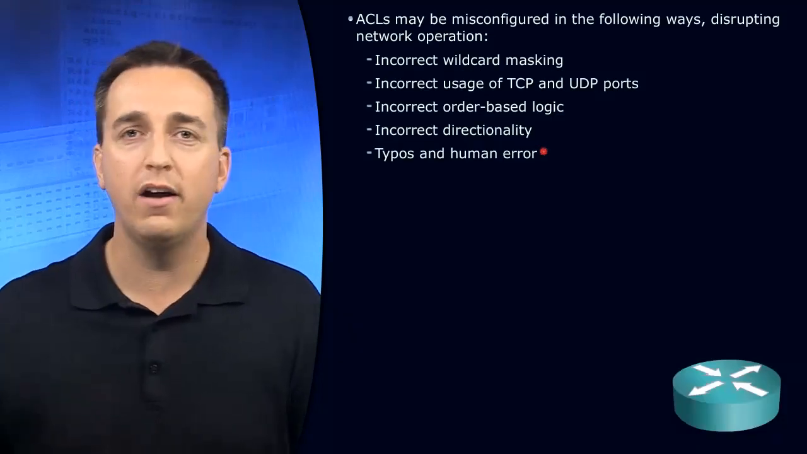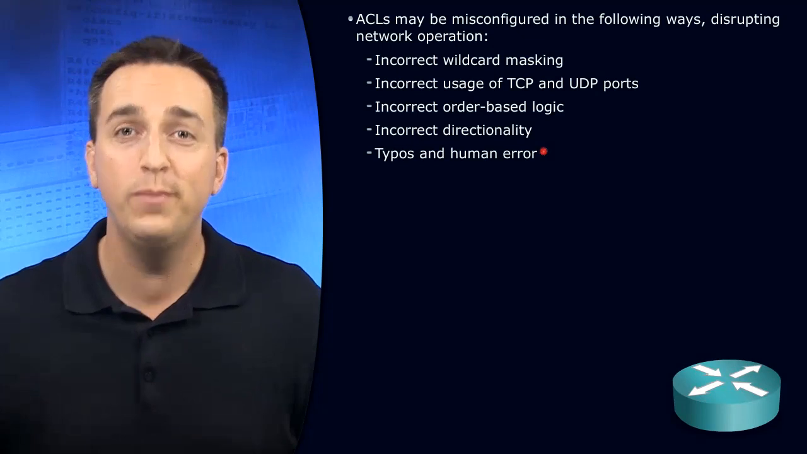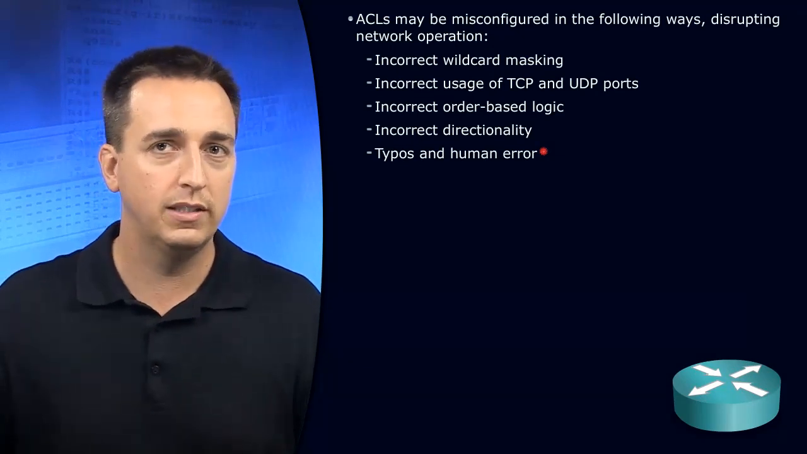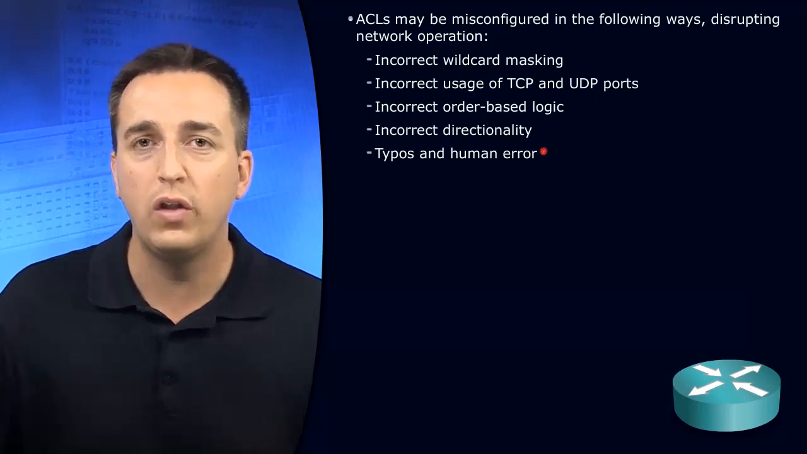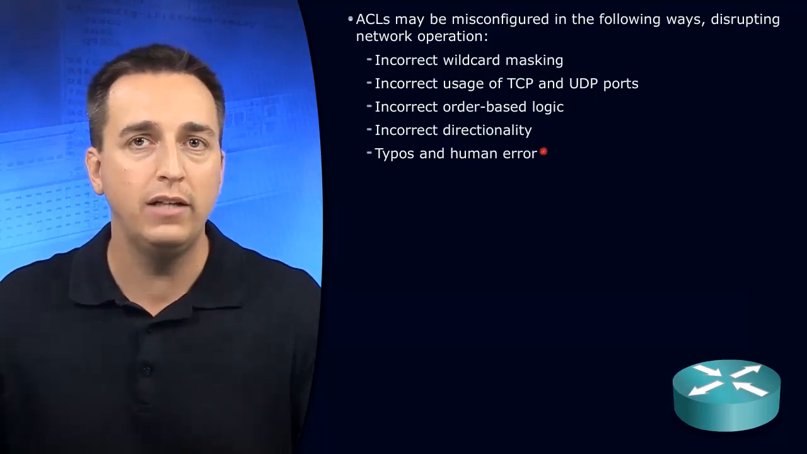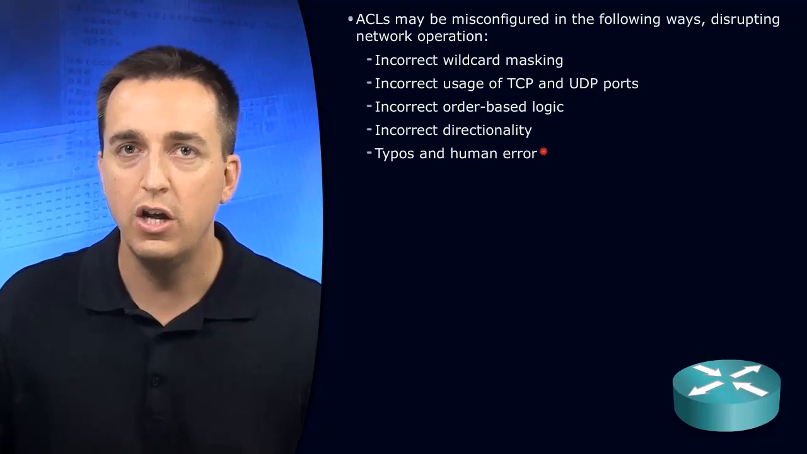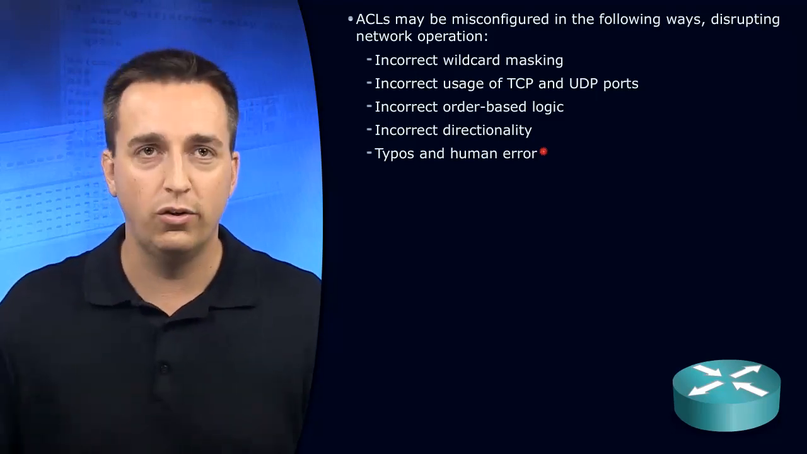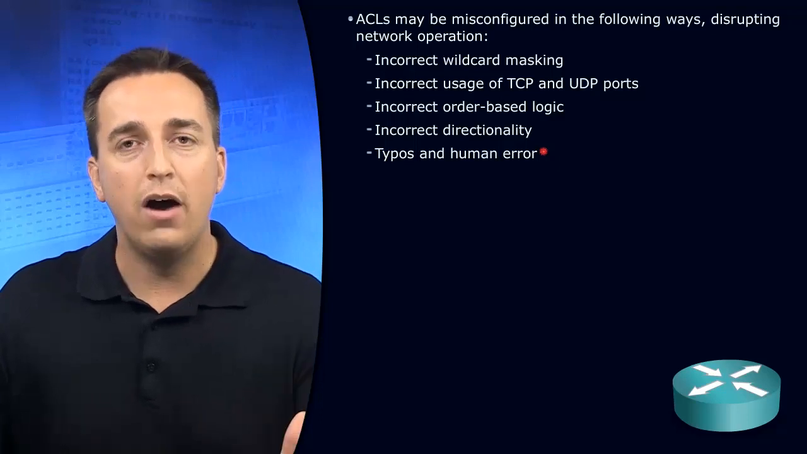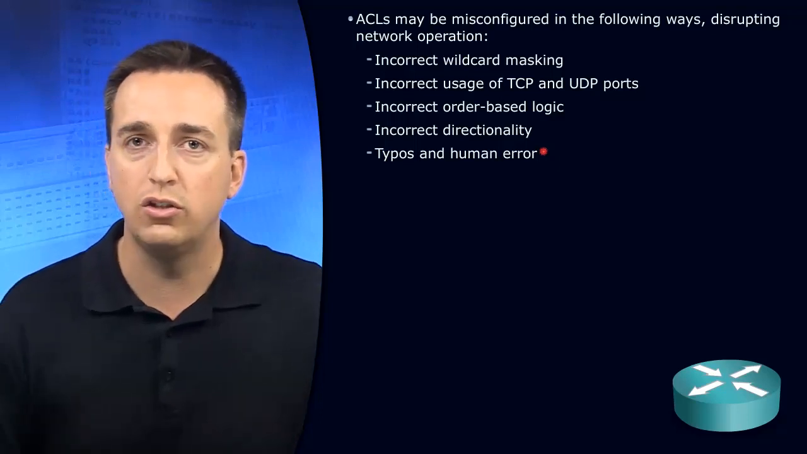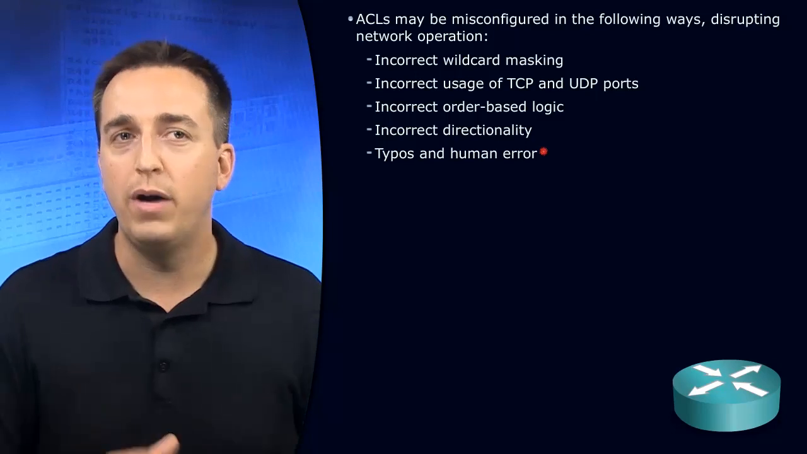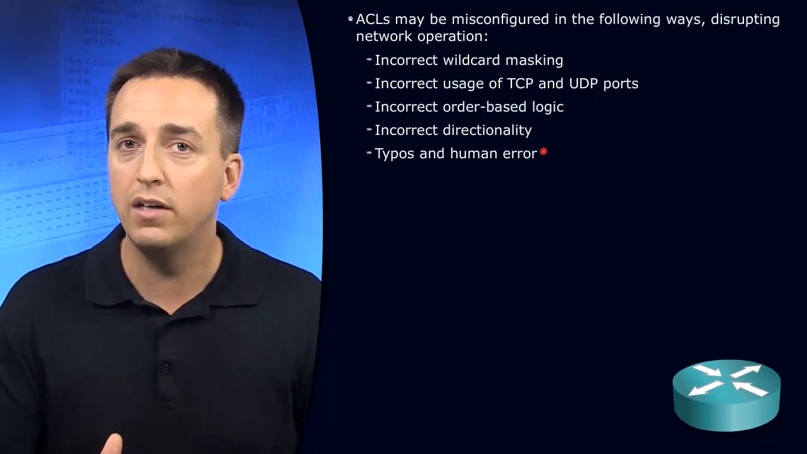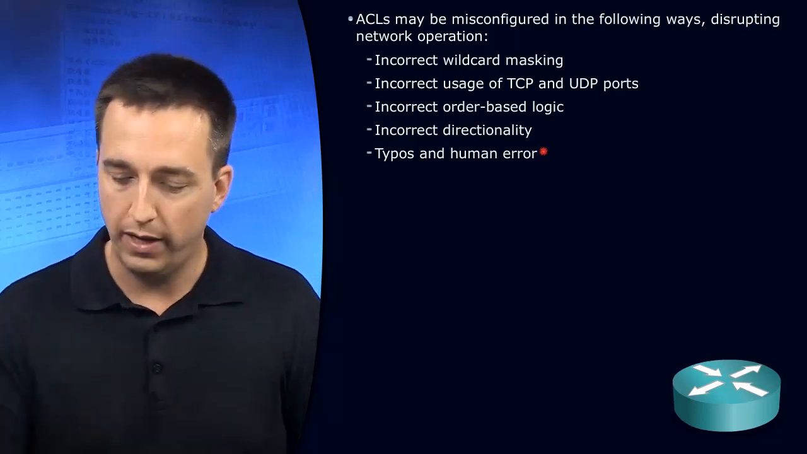And typos and human error. We're human. We're going to make mistakes. But if we make mistakes, we have to be able to troubleshoot these mistakes. Do we know how to analyze where an ACL has been applied? So which interface in which direction? Do we understand the logic, the order of processing of an access control list, so we can understand how the way we've created our access control list will be processed by the device itself? We have to have a solid, in-depth understanding of ACLs in order to be able to troubleshoot them as well.